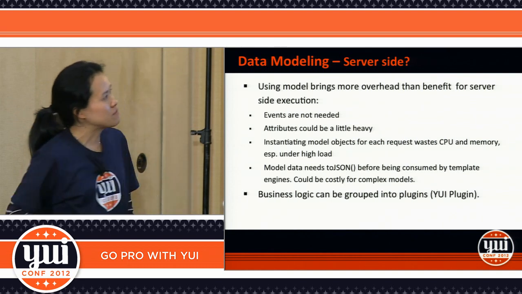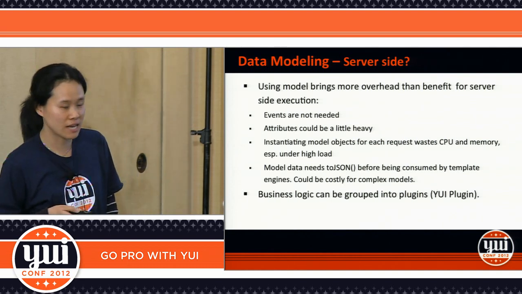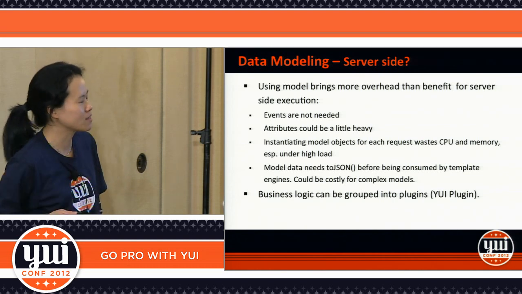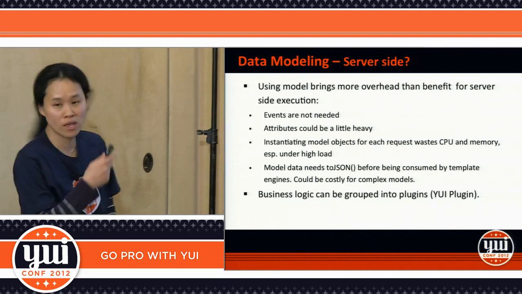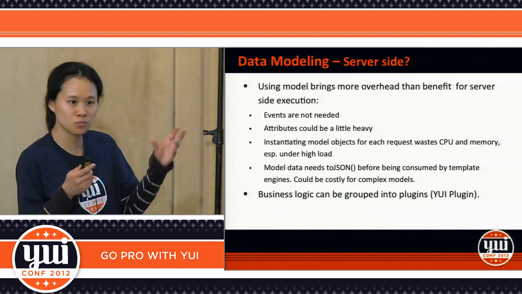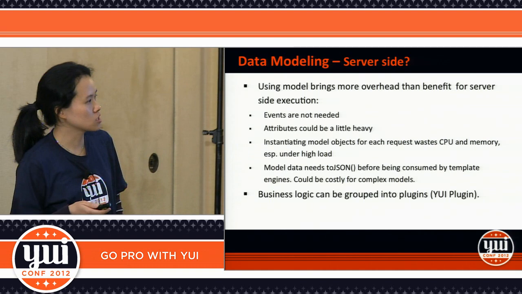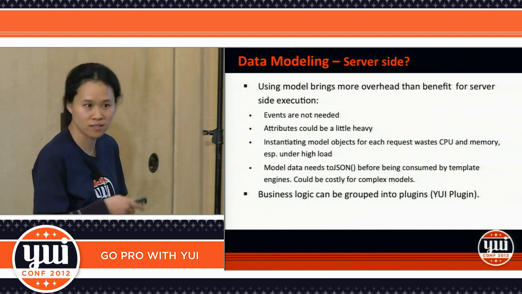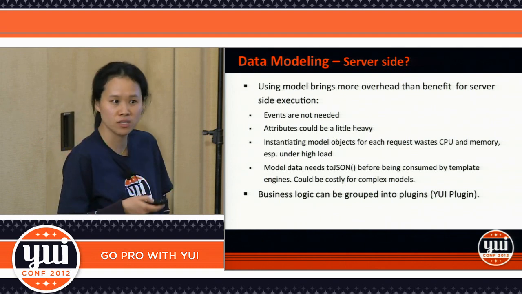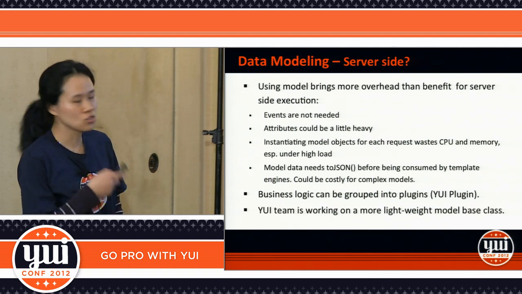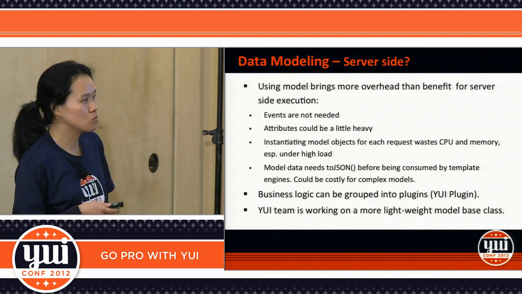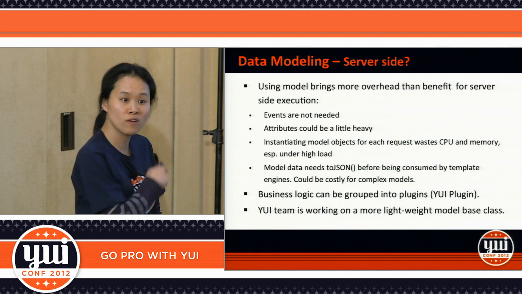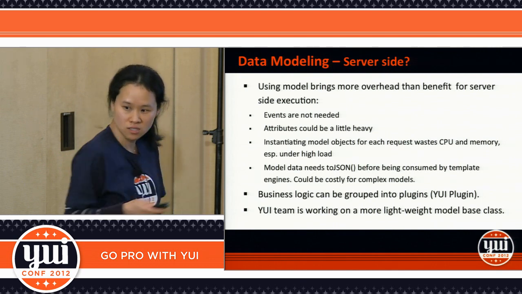So the one benefit we lose by not having the model on the server side is the business logic. But how can we work around that? What we found is that we can use the YUI plugin. You can group your business logic into these plugins and plug them into either a model object or a JSON object. If you haven't done it, you can play with it. And good news is the YUI team is also working on a more lightweight model-based class, a model core class. Once that comes out, we will check it out and reevaluate this.